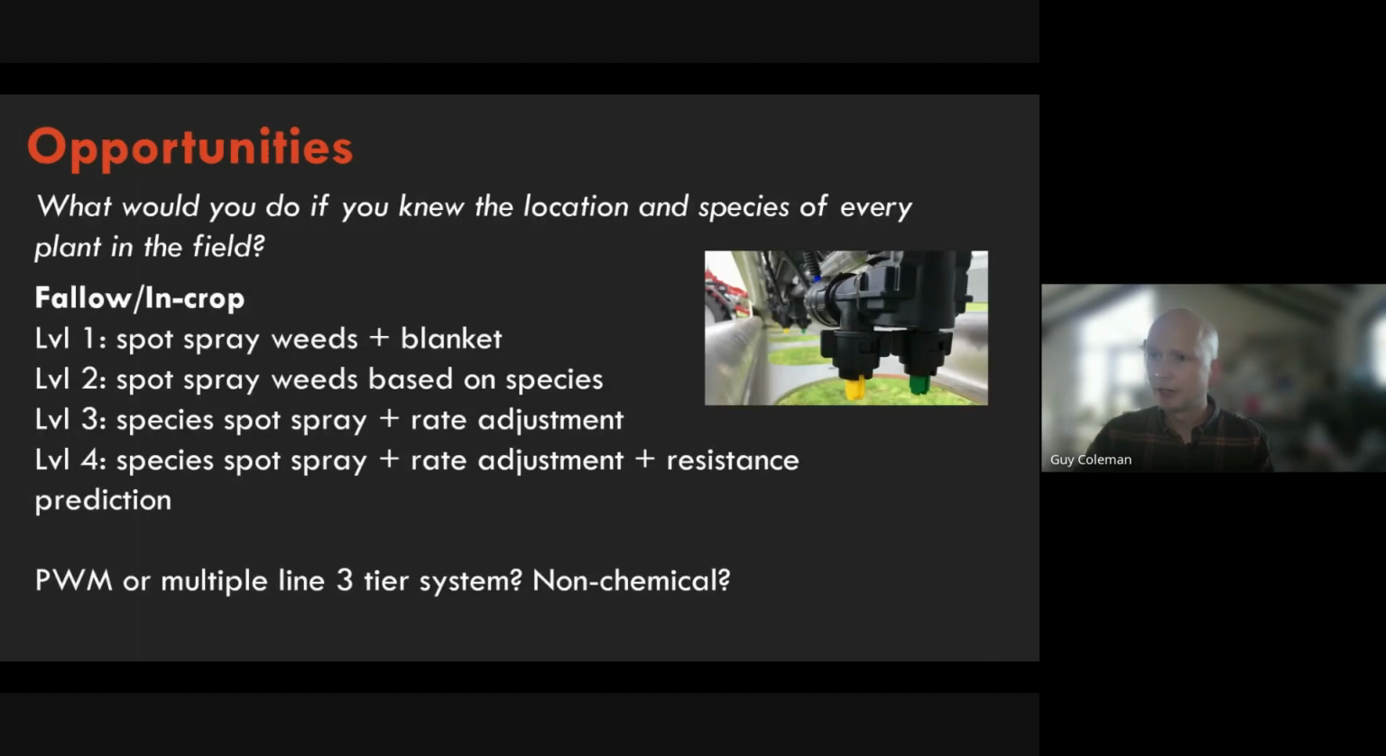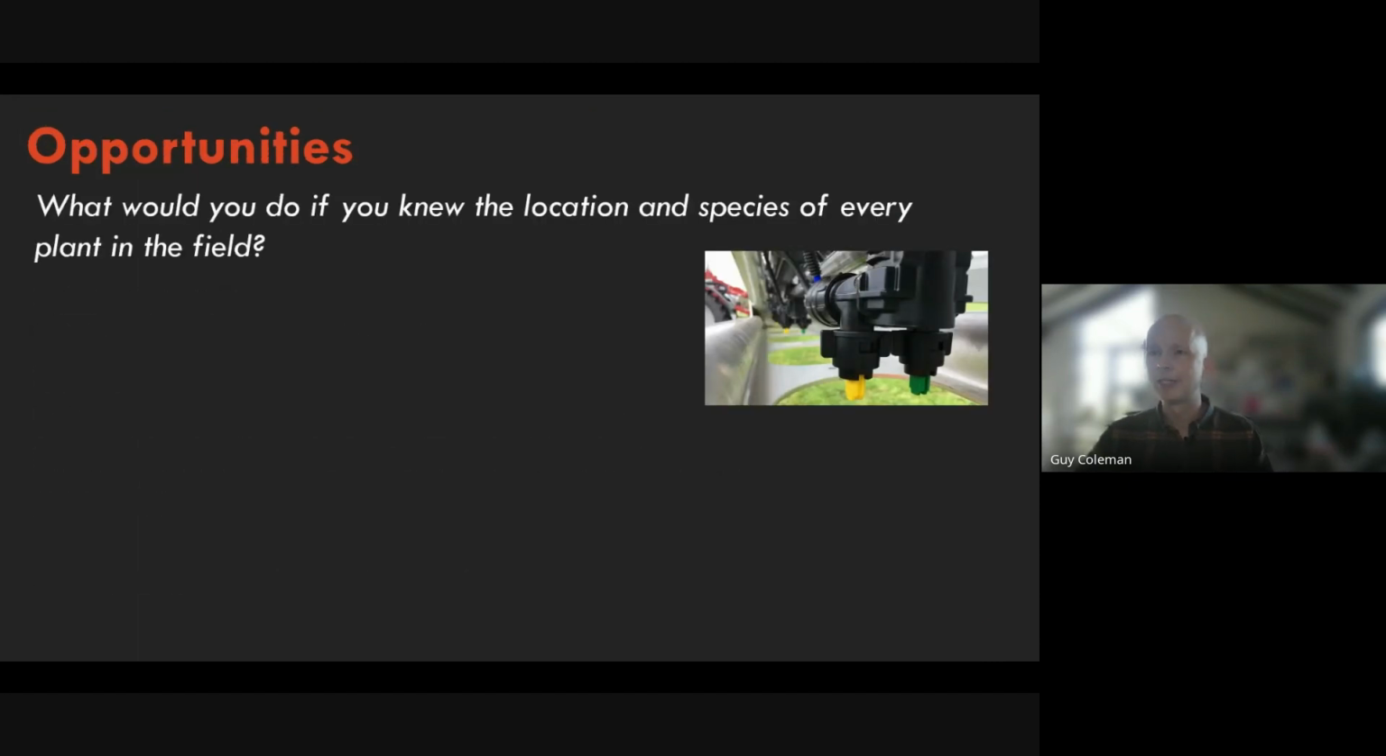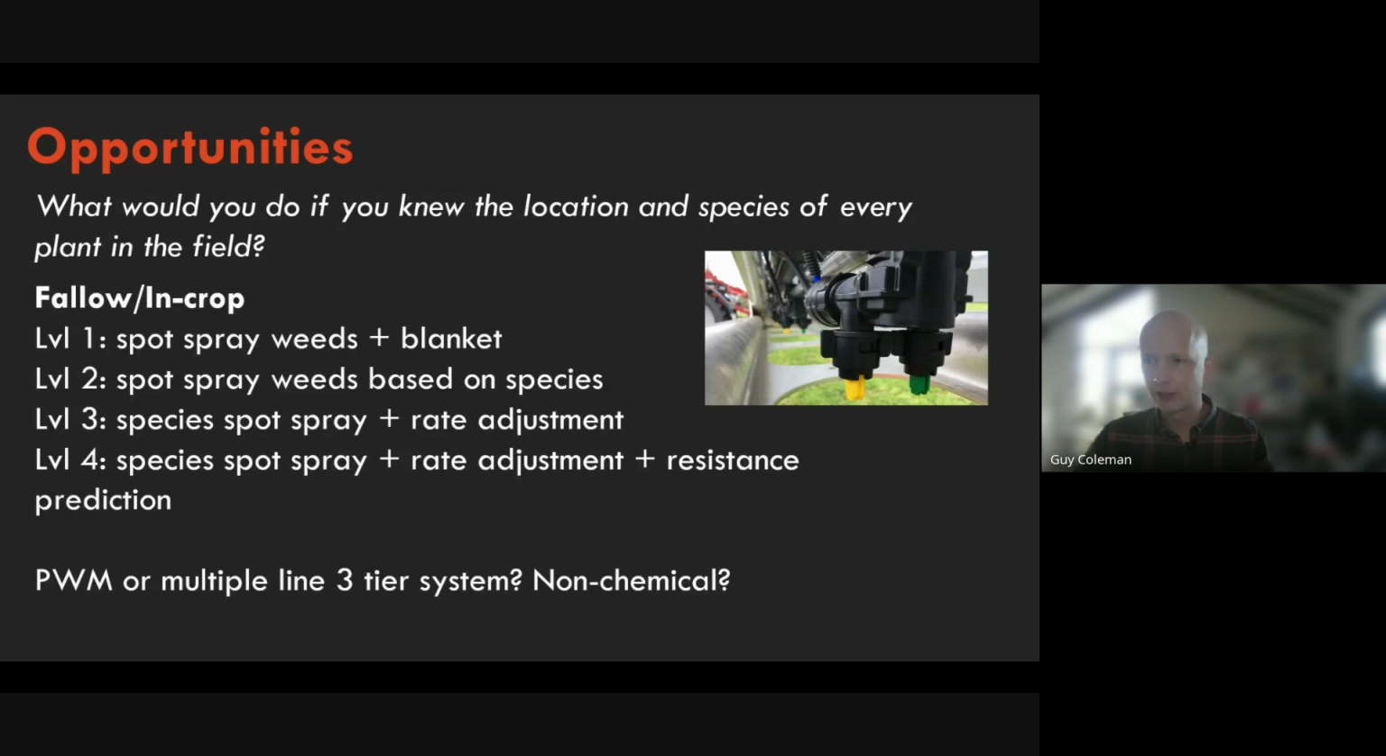So what are some of the opportunities? Well, the question is, what would you do if you knew the location and species of every plant in your field? It raises questions, would you always control it? Maybe the first level is you spot spray the weeds and then blanket apply as a reassurance in case you miss some. But maybe the next level up is if you're more sure about certain species, you can spot spray the ones that are quite problematic, and then do the blanket on the rest. So you could spike a mix and then blanket everything else.